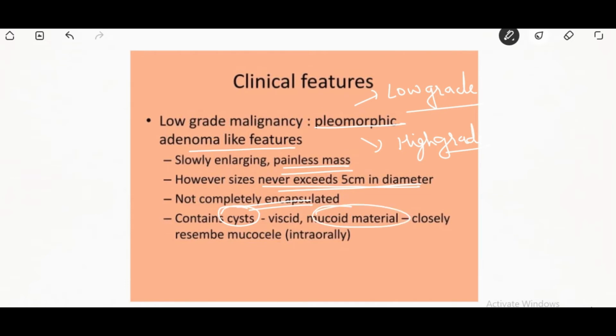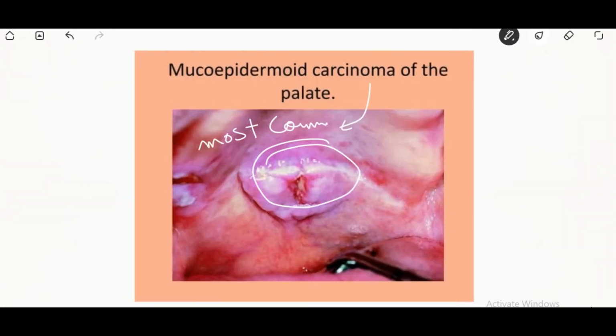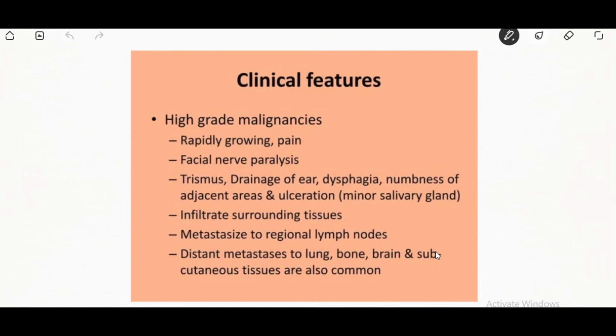How are the tumors of high grade malignancy? They will be rapid growing, they will involve facial nerve palsies, there will be trismus, drainage of the ear, difficulty in swallowing, and numbness of adjacent areas and ulceration. And it may metastasize to the regional lymph nodes. Distant metastases to the lung, bone, brain, and subcutaneous tissue are more common.